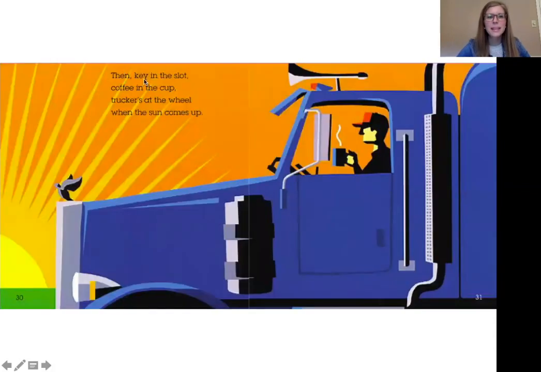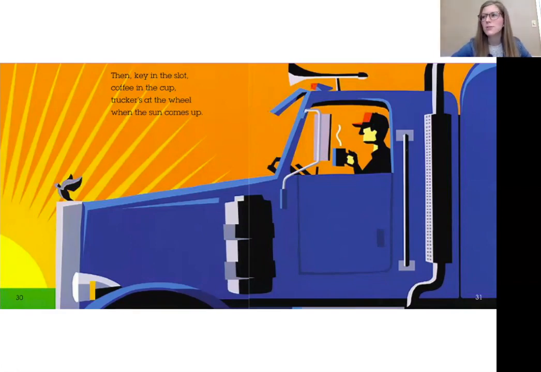Then, key in the slot, coffee in the cup, truckers at the wheel when the sun comes up. What time of day is it now? That's right, I see the sun coming up, so it must be morning. What is the truck driver doing? The text says the key in the slot. That means he has started the engine and now it's time to drive again.